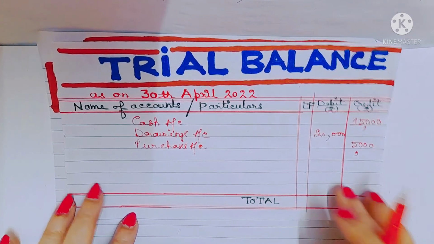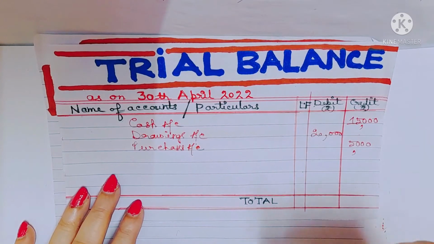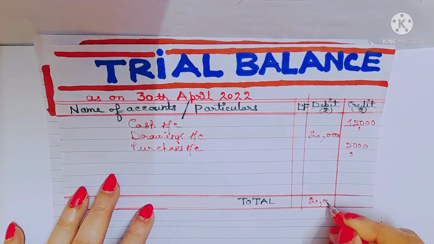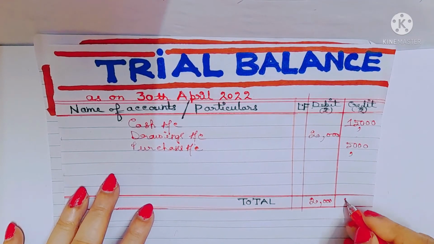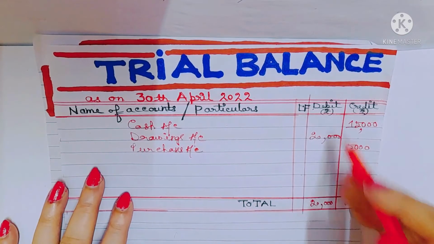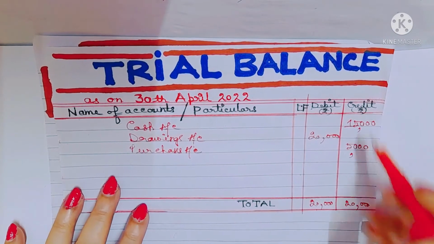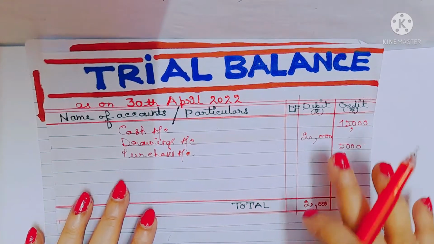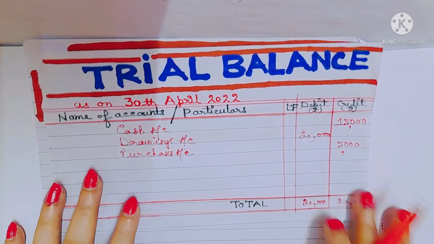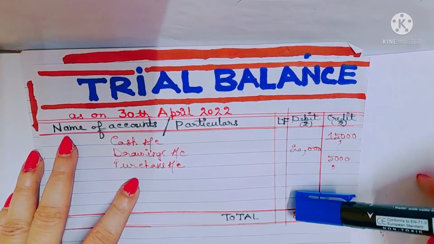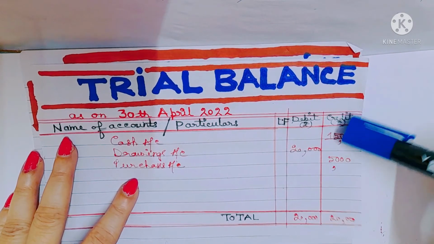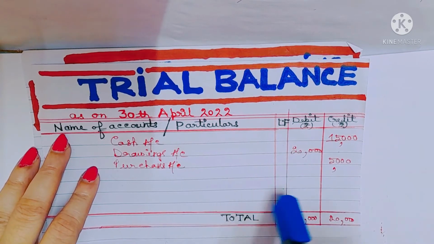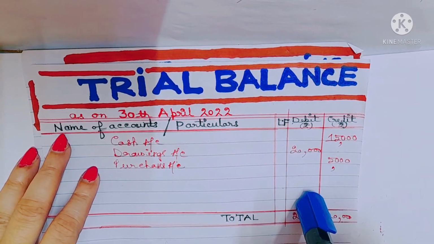Now let's do the total. No more accounts. Debit side 20,000. Credit side 15,000 plus 5,000, 20,000 as well. So total of debit column is equal to the total of credit column. So our trial balance did tally because debit column is equal to credit column. Total of the debit equals to that of its credit column. It is proved that ledger accounts are arithmetically correct.